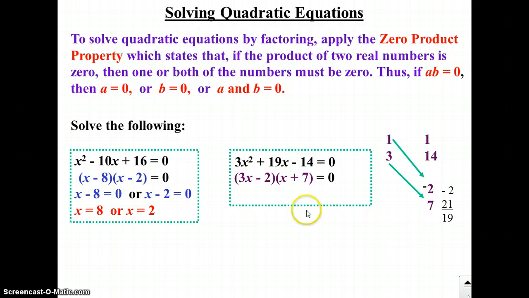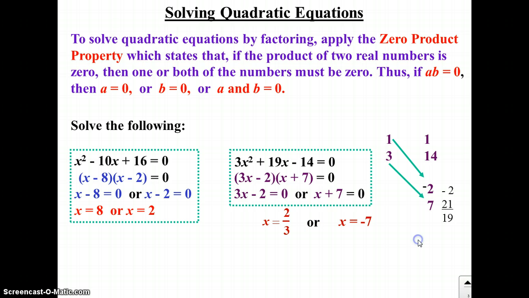Once we're done factoring, now we're going to use our zero product property. Set each factor equal to 0. So 3x minus 2 can equal 0, or x plus 7 can equal 0. And from this point, we solve these two equations. The left equation, we're going to add 2 and then divide by 3. So x can equal 2/3. The right equation here, we could subtract 7 from both sides, so x would equal negative 7.